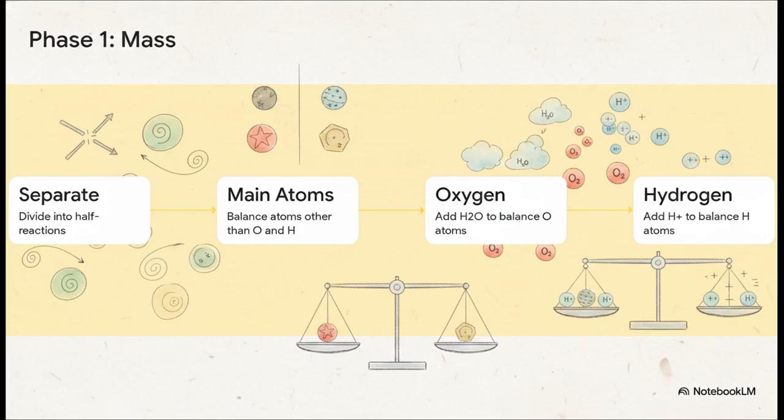Here, we're focusing entirely on making sure our physical atoms are perfectly balanced on both sides. First up, you separate your half reactions. Second, balance any main elements that aren't oxygen or hydrogen. Third, and pay attention because this is a very strict rule for acidic solutions, you balance your oxygen atoms by adding water molecules to whichever side needs them. Finally, step 4, you balance those hydrogen atoms you just introduced by adding protons, or H+ ions, to the opposite side.